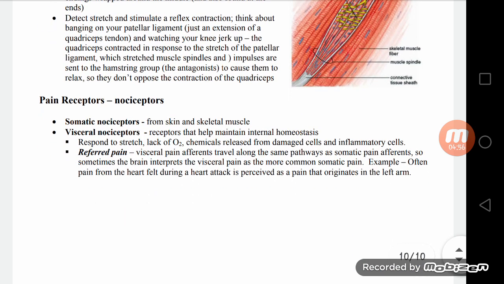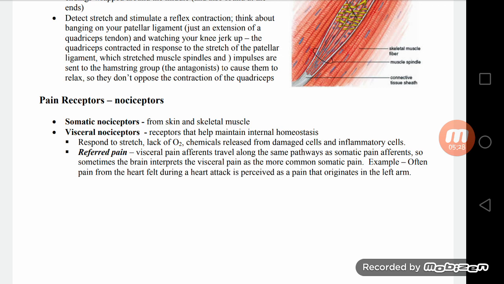So, the pain receptor is the nociceptor. Somatic nociceptors are from skin and skeletal muscles. Visceral nociceptors are from receptors that help maintain internal homeostatic response to stress, lack of oxygen, and chemical release from damaged cells and inflammatory cells. Referred pain: visceral pain afferents travel along the same pathway as somatic pain afferents.